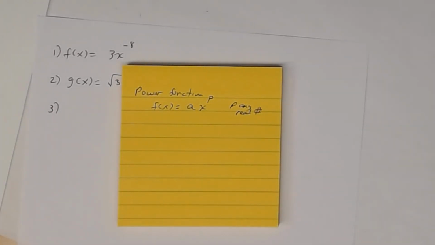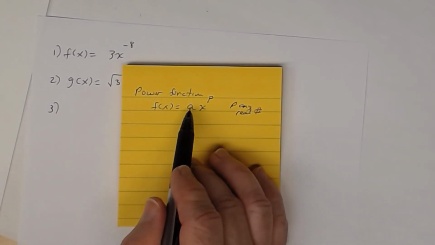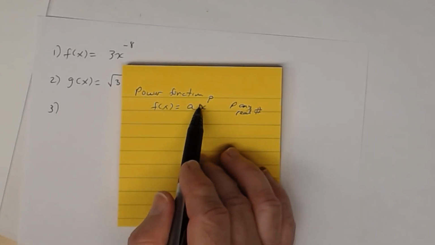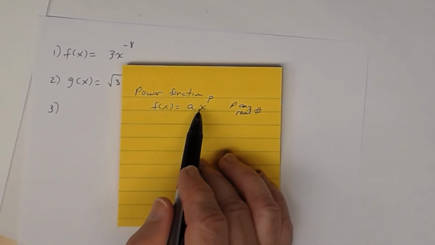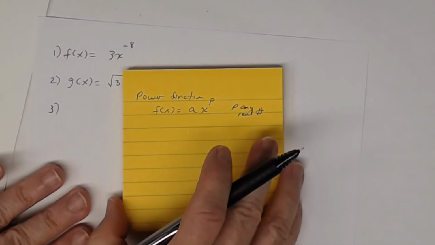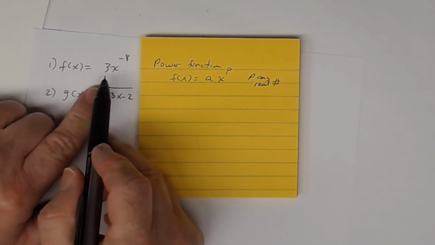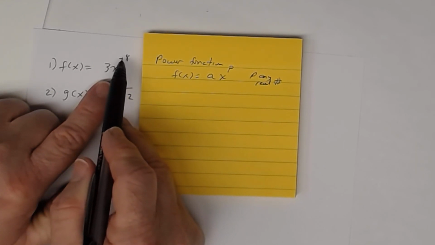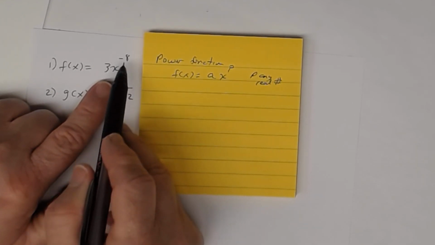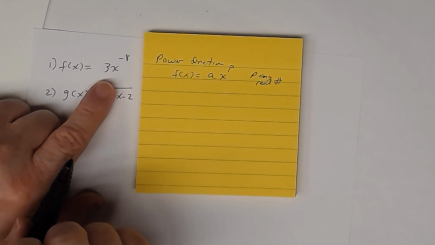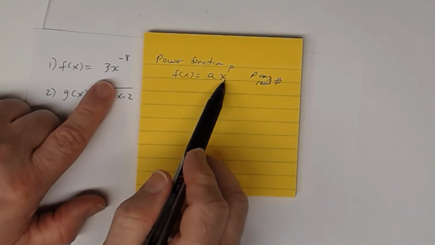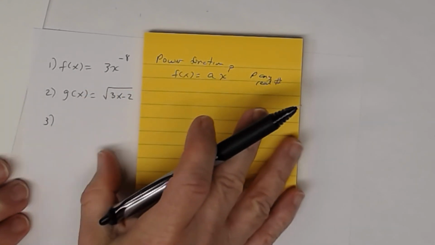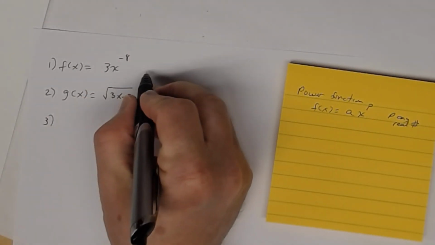It could be negative, positive, decimals, whatever. Any real number, but it can only be one term, and it's got to be x. So it's got to look just like that. When you look at number one, a is 3, you have your variable x as your base, and your exponent is negative 8, which is a real number. Remember, your base must be x, nothing else. So number one is a power function.